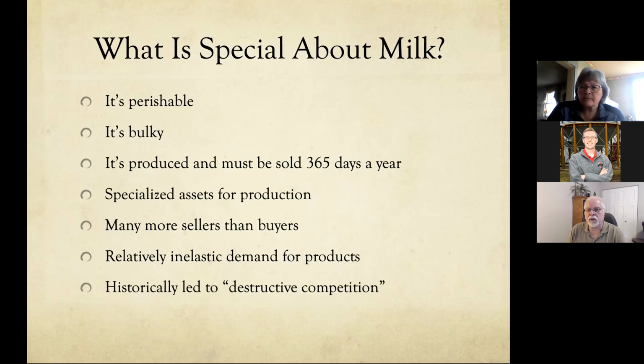And what used to happen is that you would have a processor that would turn around and say, I paid you 5 cents a quart for your milk last week, but this week I can only pay you 4 cents. So that's destructive competition, and farmers were susceptible to that.